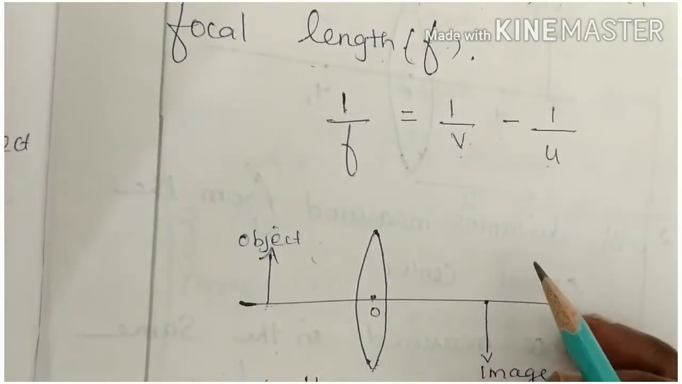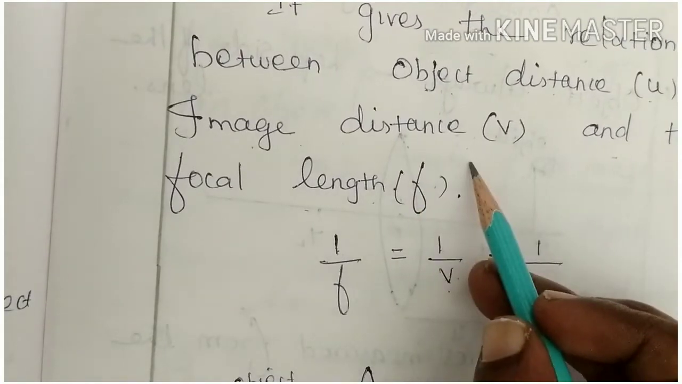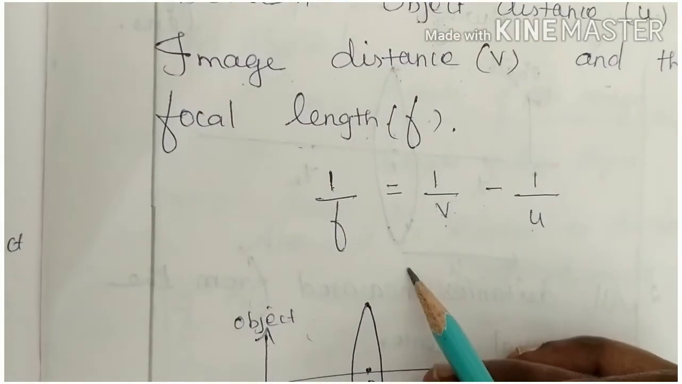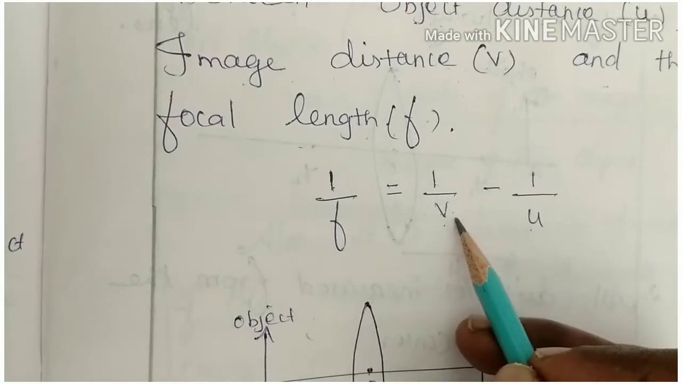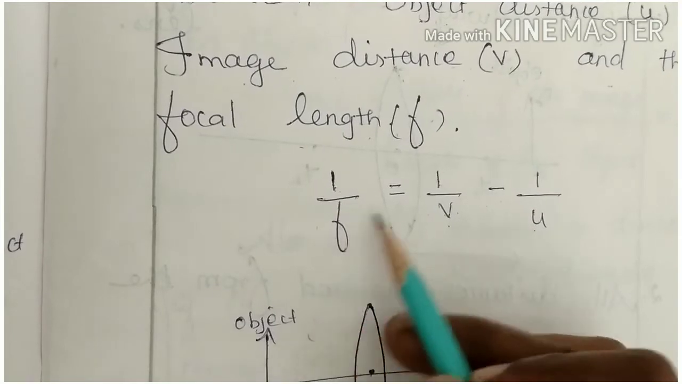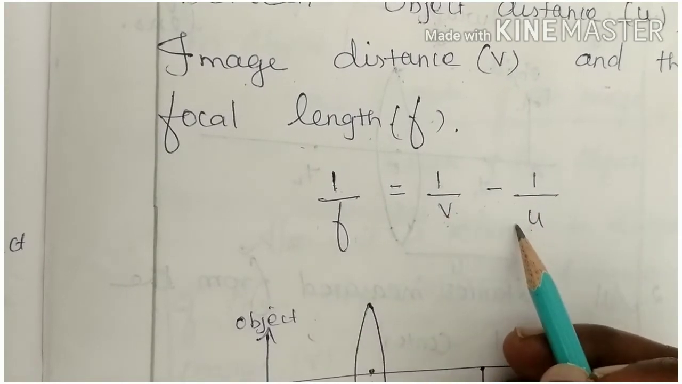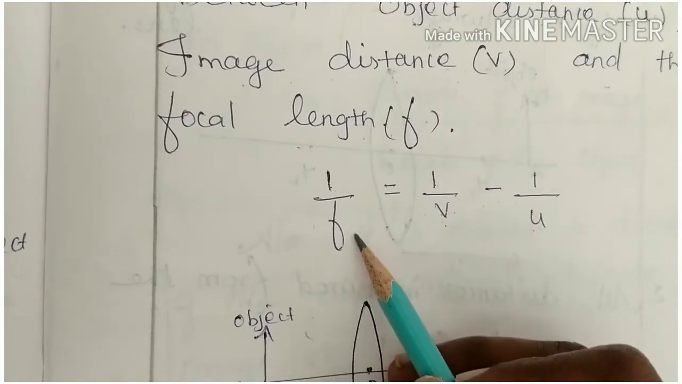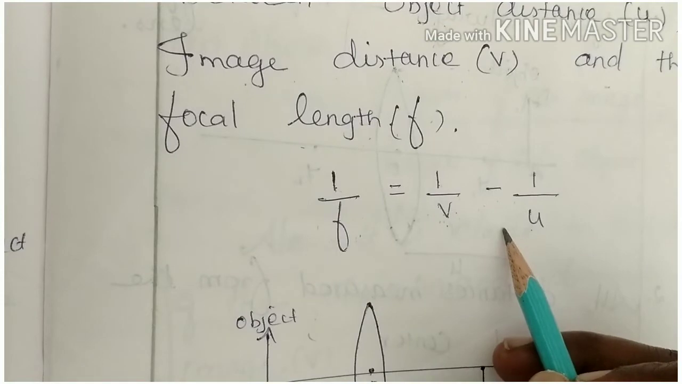So the lens formula tells the relation between the object distance, image distance and the focal length. This is the formula. What's the lens formula? 1 by f is equal to 1 by v minus 1 by u. Here f denotes focal length, v denotes image distance and u denotes object distance.